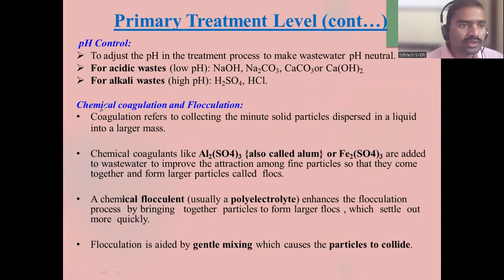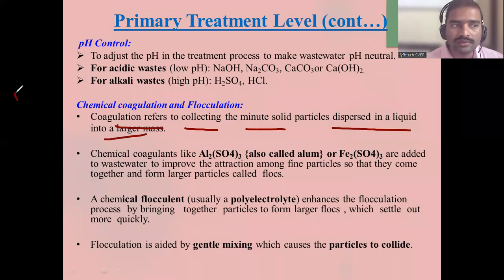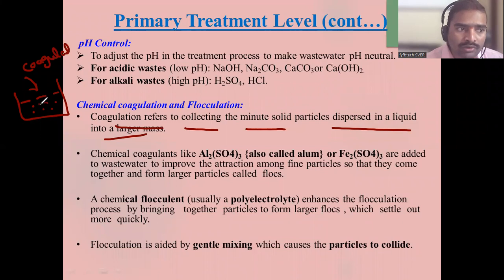Next one is chemical coagulation and flocculation. So how will the chemical coagulation and flocculation work? Just see here. Coagulation refers to collecting minute solid particles dispersed in a liquid into a larger mass. You have seen in the water treatment plant, we have to add coagulant. If there are smaller particles in the wastewater, the coagulant will attach to these smaller particles.